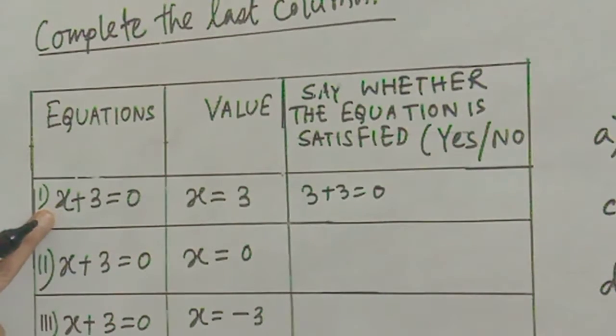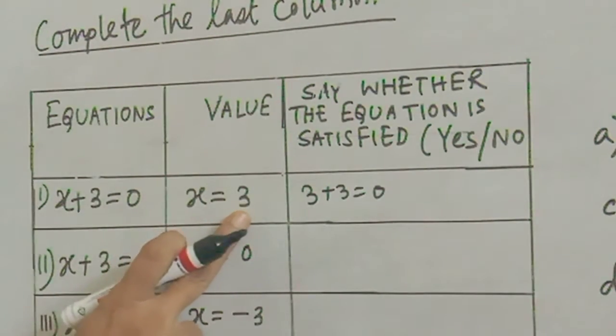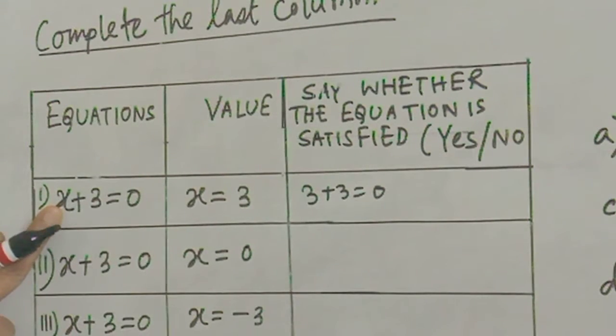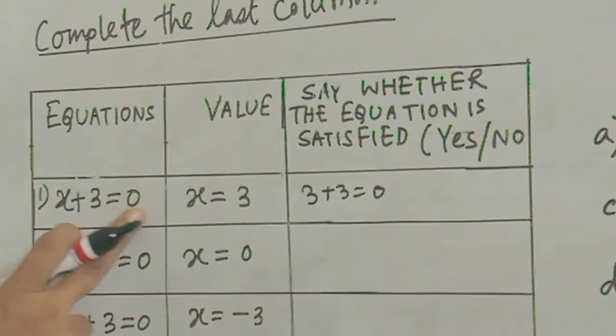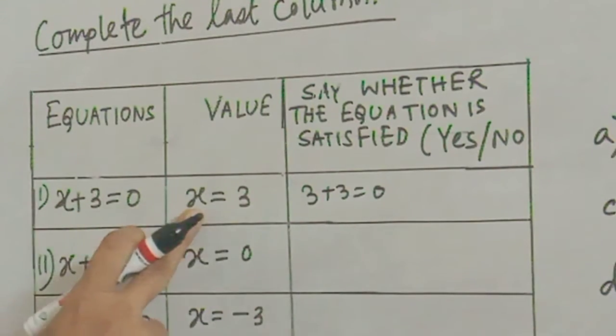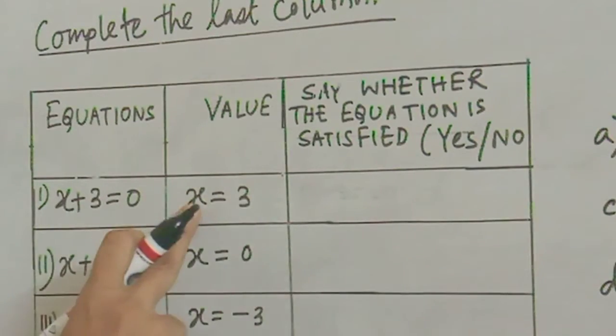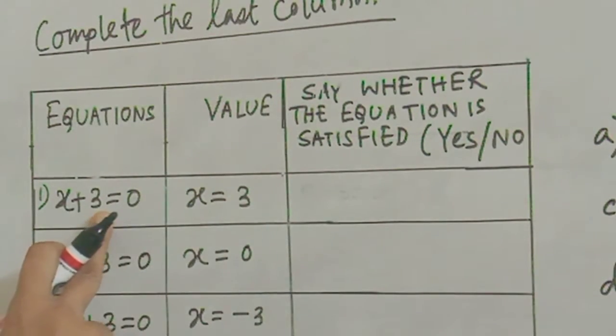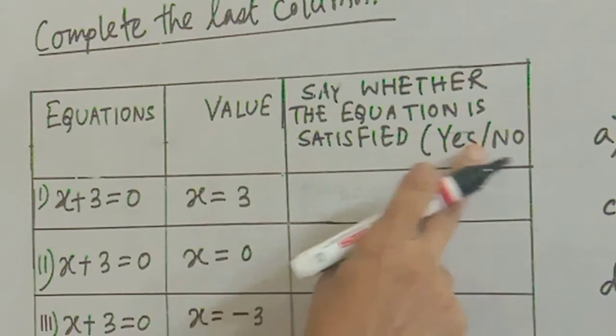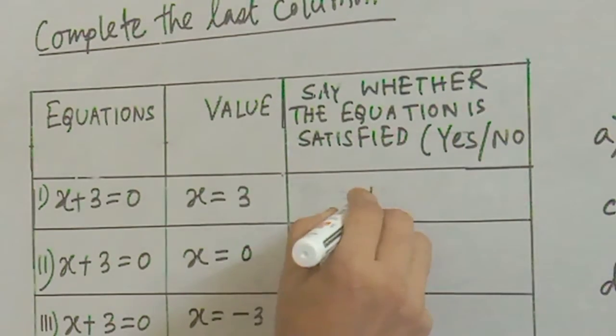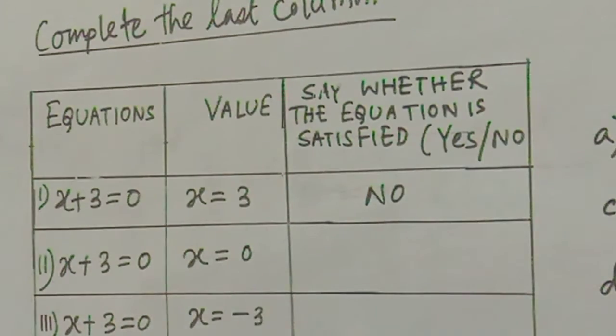If I put the value of x here, 3, as it is given here, and already it was 3, 3 plus 3 is not 0. So x is equal to 3 is not the value of this. x is equal to 3 is not satisfying this equation. So you have to choose yes or no. Here this is the correct choice because 3 plus 3 is not equal to 0.